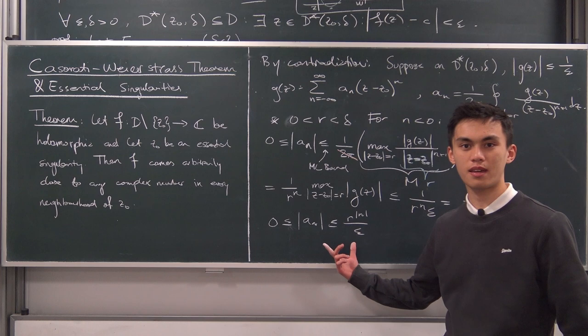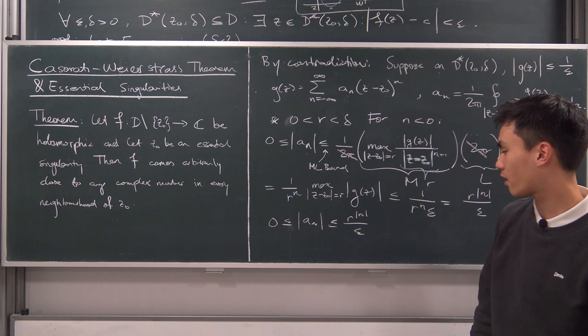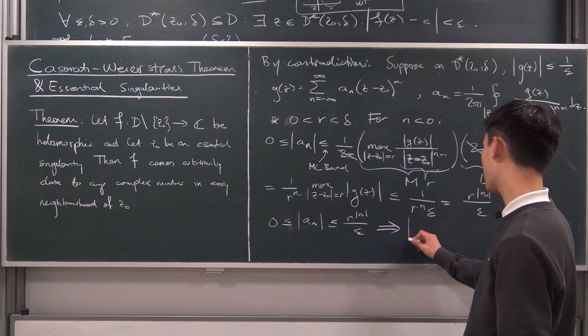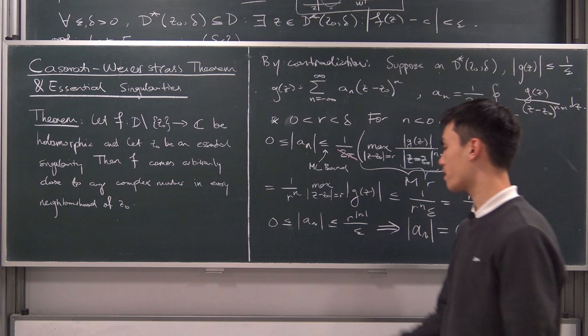And because r could get arbitrarily close to zero, this term on the right-hand side can get arbitrarily close to zero. So by the squeeze theorem or something, we can argue that the modulus of a_n must be equal to zero for all n less than zero. So what we've shown here is that there are no negative terms, or no negative powers.